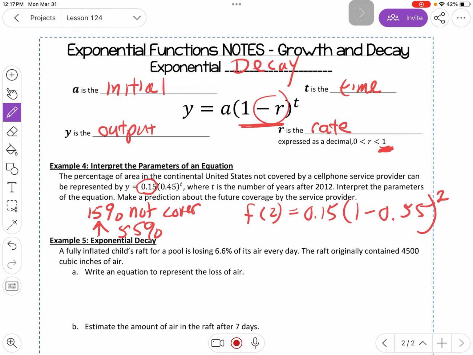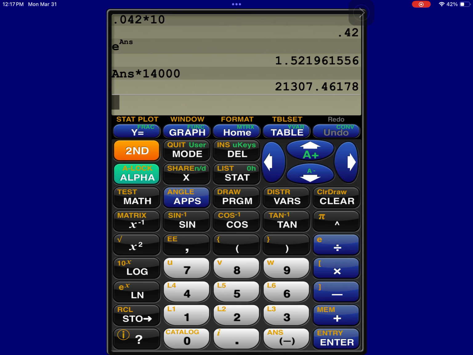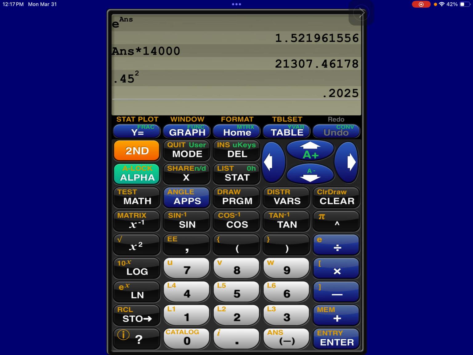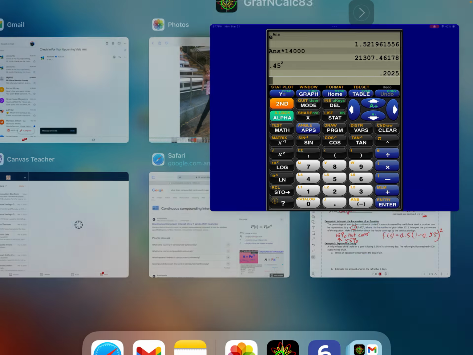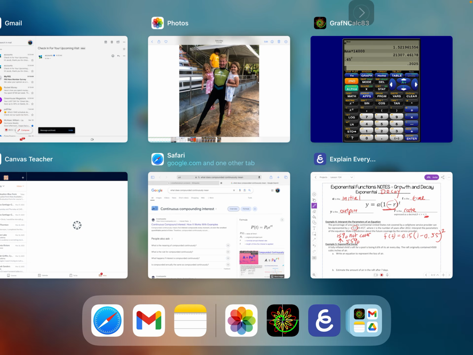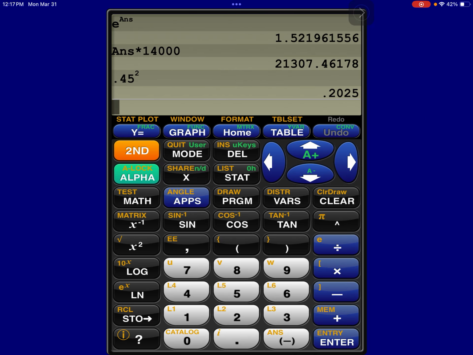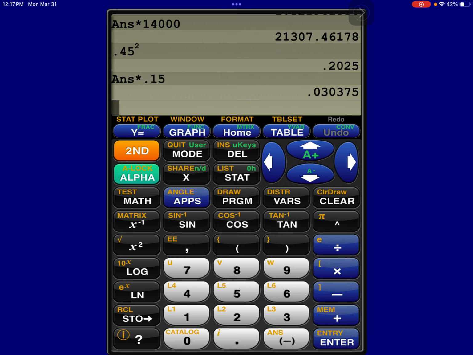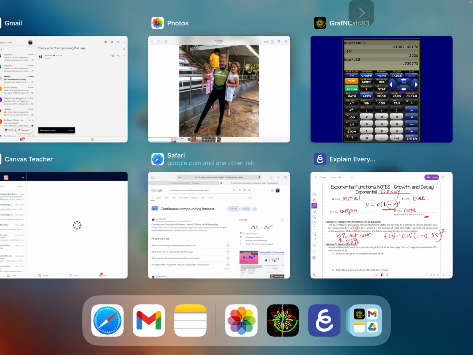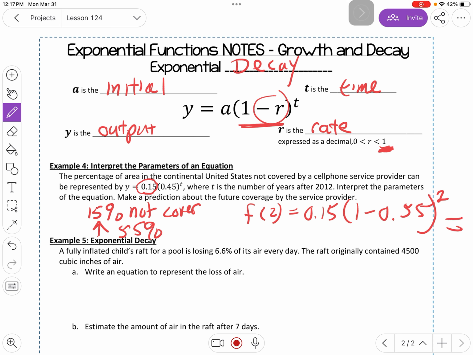If we raise that to the second power, let's do that here. 0.45 raised to the second power. That's 0.2025. And then we're going to multiply that by the initial value, which was 15%. So we're going to multiply that by 0.15. And so we get about 3%. So let me show you this value. It's 0.03.